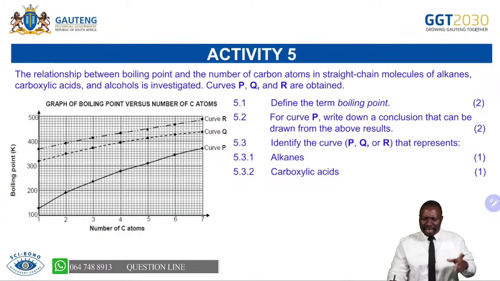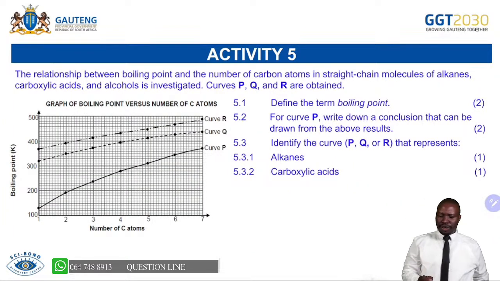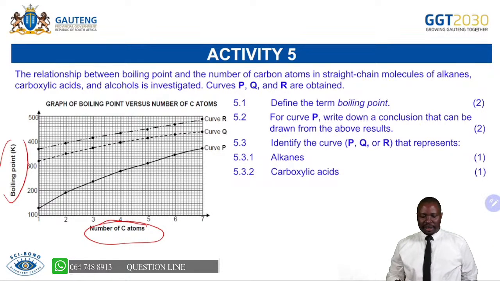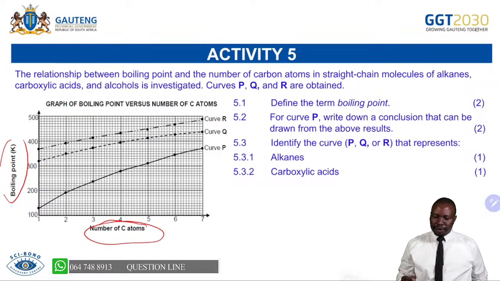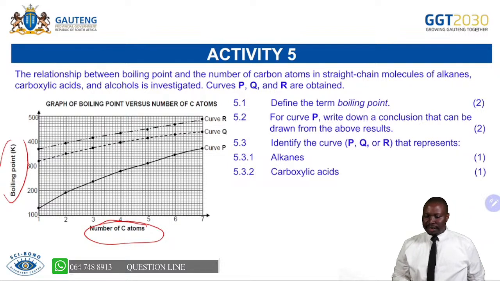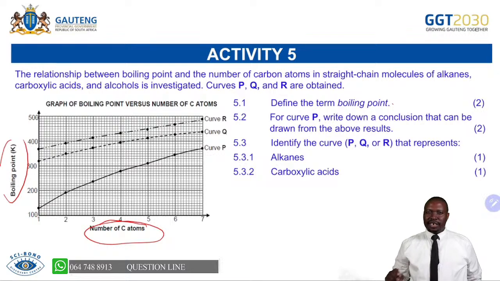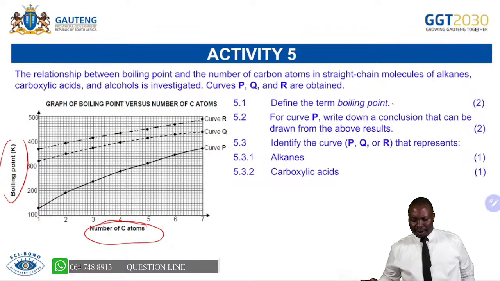I wanted us to look at the graph as well. Already we have shown, you can see that as the number of carbons increases, the boiling point is increasing as well. They are saying the relationship between the boiling point and the number of carbon atoms in straight chain molecules of alkanes, carboxylic acid and alcohol is investigated by curves P, Q, and R. We are given three curves. Define the term boiling point. Remember we said it's not a point, it's a what? It's a temperature at which the vapor pressure is equal to the atmospheric pressure.